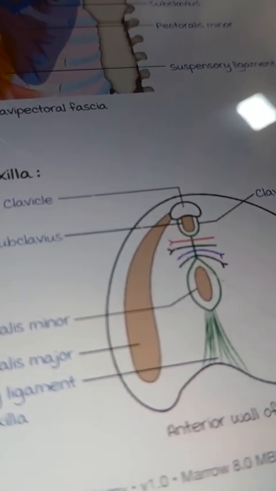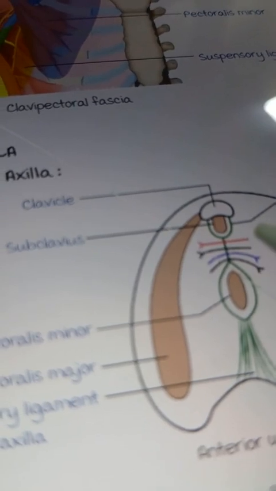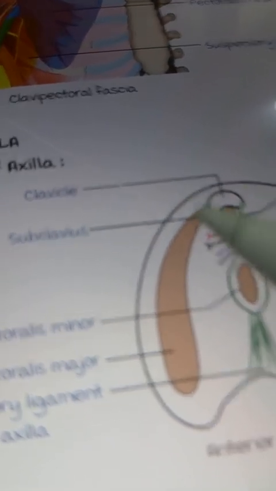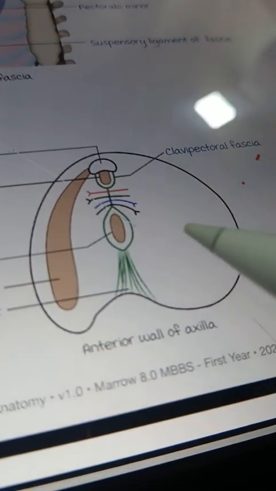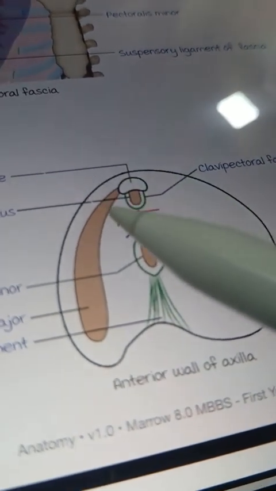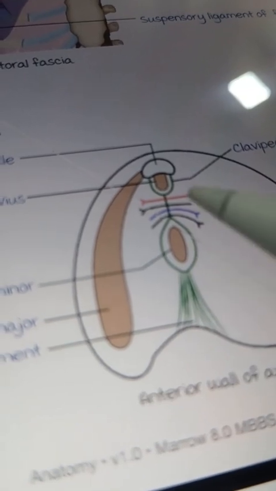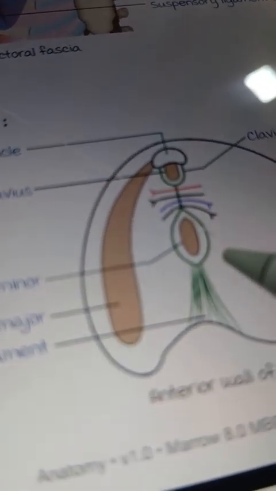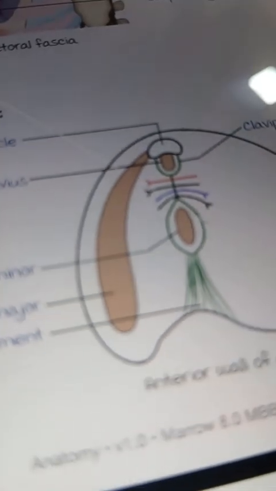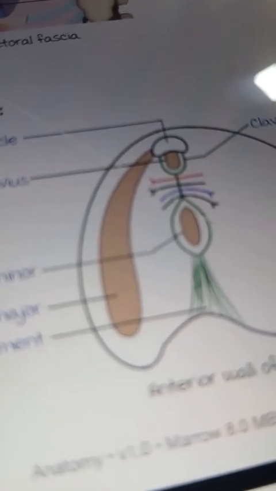Very important content, because the anterior wall of axilla consists of the clavicle, subclavius, and what is known as the clavipectoral fascia. You can see it starts from the clavicle and extends up to the pectoralis minor muscle, and it contains the thoracoacromial artery, cephalic vein, and lateral pectoral nerve. You can write: thoracoacromial artery, cephalic vein, and lateral pectoral nerve.